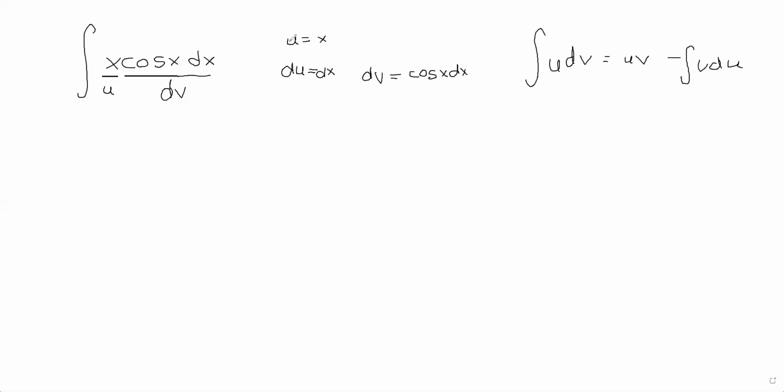So du is pretty simple. All we need to do is take the derivative to get du from u. But we need to go backwards. If we're trying to get v from dv, we don't need to take the derivative. We're actually going to take the antiderivative. We're going to take the antiderivative of cosine of x dx. That would be sine of x. Fantastic. So we have all the information we need.